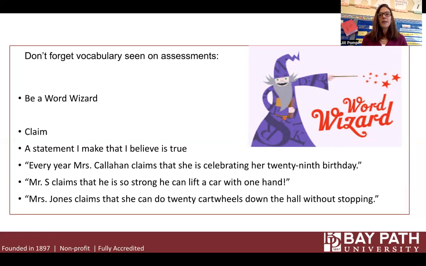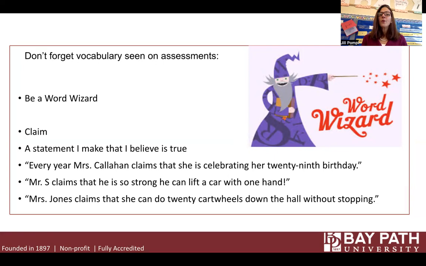And here you're going to get all members of your school community involved. So at the beginning of the week, you can share the word of the week and have your school secretary state that word over the intercom. And they're going to state the student-friendly definition. So for instance, we might say this week, we're going to be a word wizard and we're going to listen for the word claim. A claim is a statement that we believe is true. Stay tuned until tomorrow, where we share a sentence using the word claim.